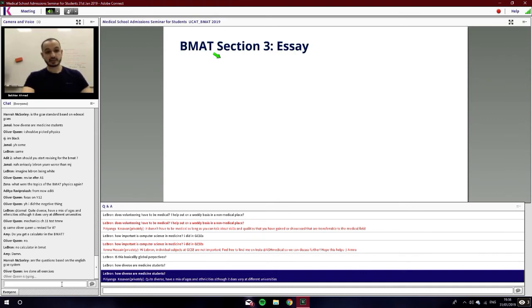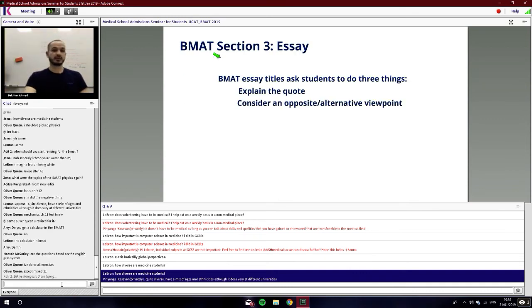So it basically asks you to do 3 things. Explain the quote, consider an opposite alternative to the viewpoint, and then reconcile the two. So basically think of it as an introduction, then write a paragraph for the quote, write a paragraph against the quote, so you have a balanced argument, and then do a bit of a summary about the two.